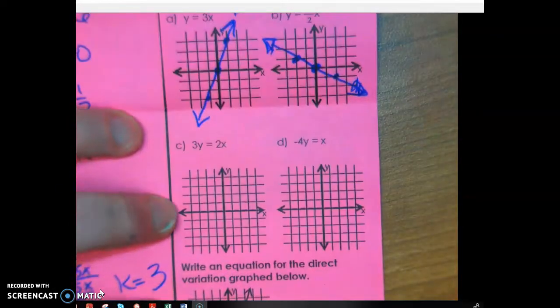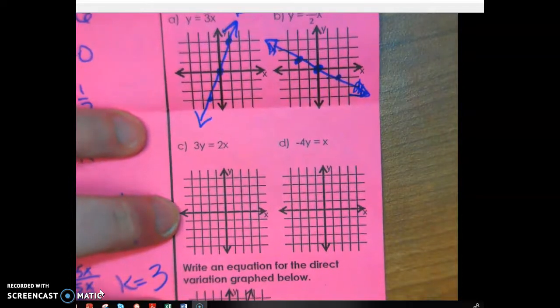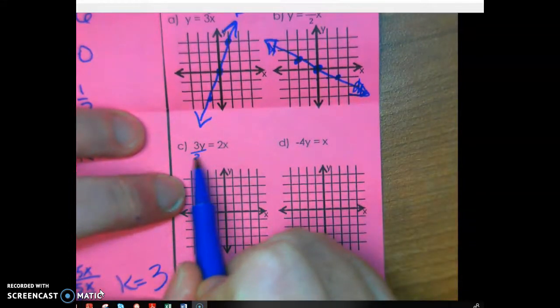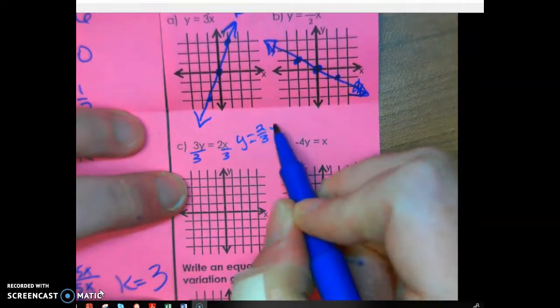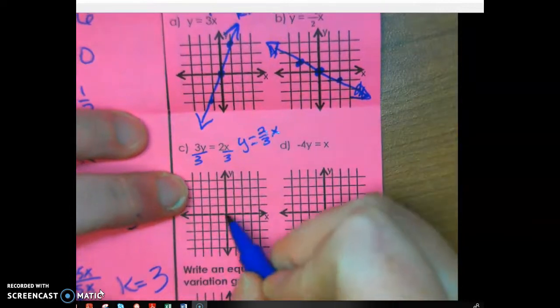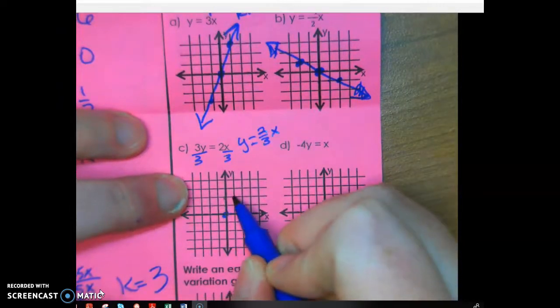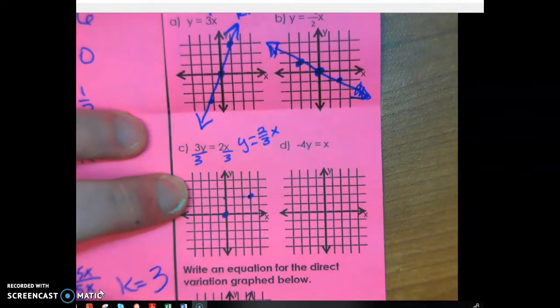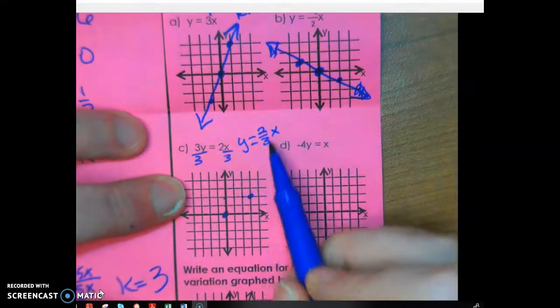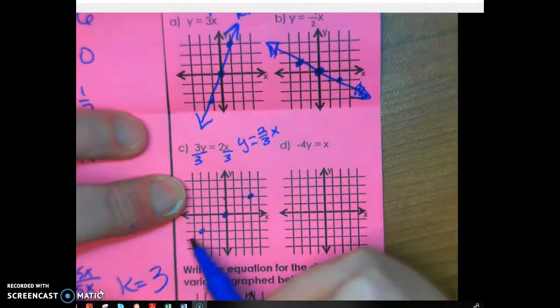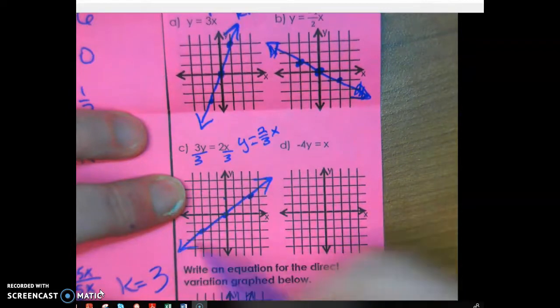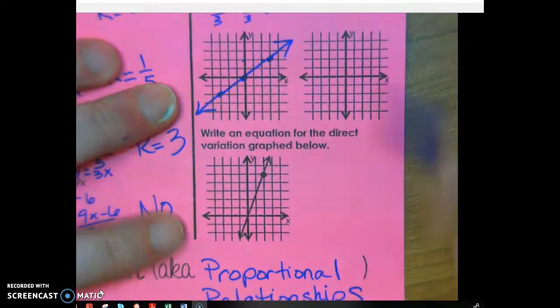Math is cool. So let's divide by 3. We get y equals 2/3 x. We can start right here. Up 1, 2, 3, over 3. See how fractions are so amazing? Down 2, but over 3. I'm not going to do that one, and we're not going to do this one. Oh, yeah, we can do this one.